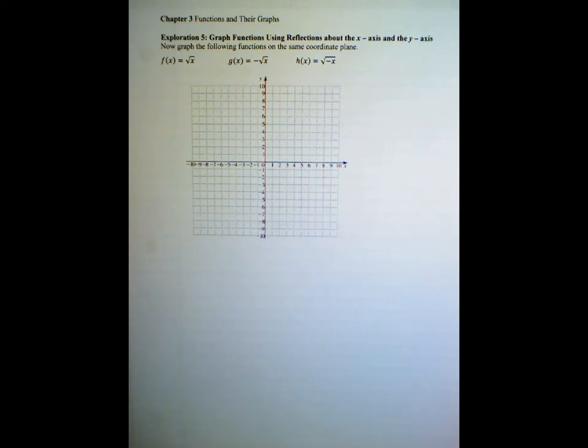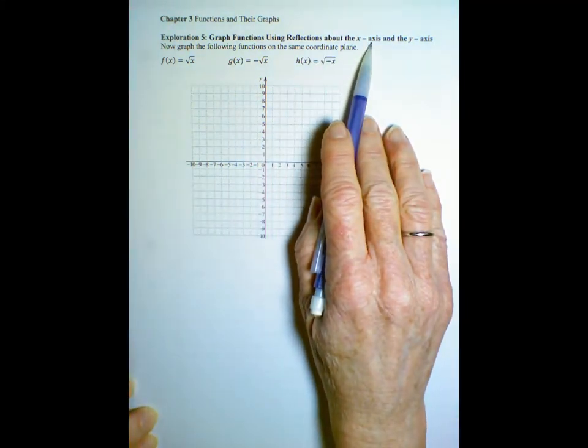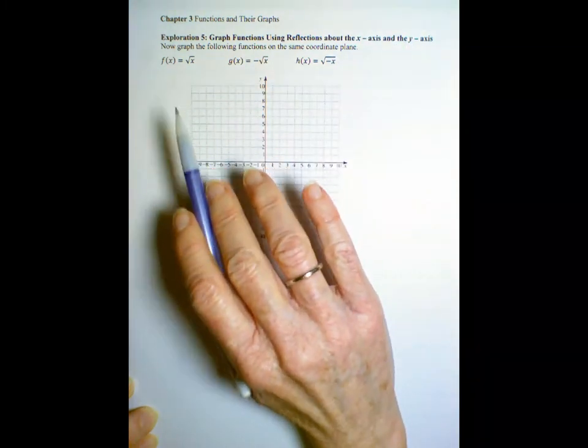3.5 is on transformations of the function and graphing using transformations, and now we're continuing with exploration 5. So far, what we've seen are the vertical and horizontal shifts in transformations, the vertical stretches and compressions, the horizontal stretches and compressions, and our last type of transformation has to do with reflections. Reflections about the x-axis and reflections about the y-axis.